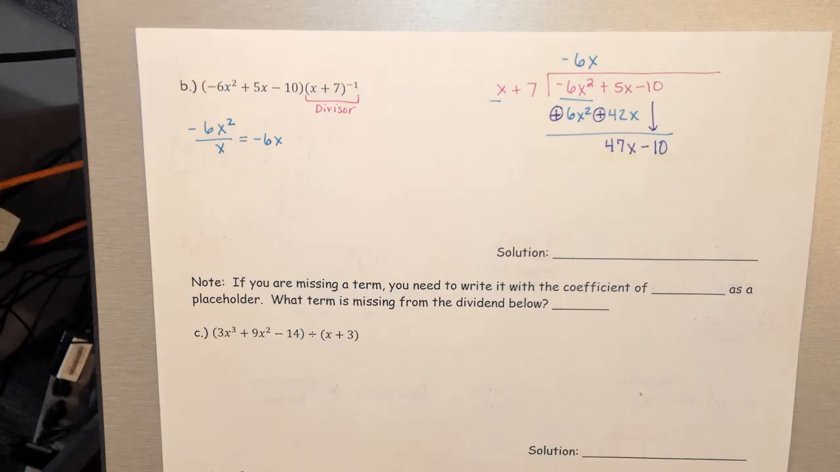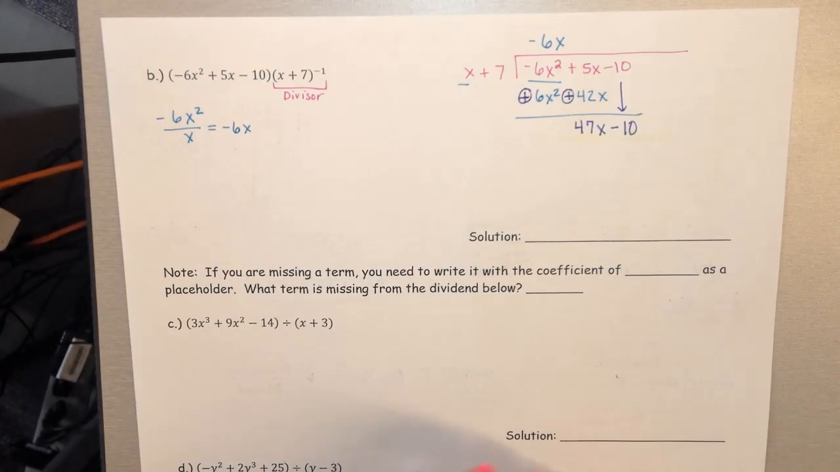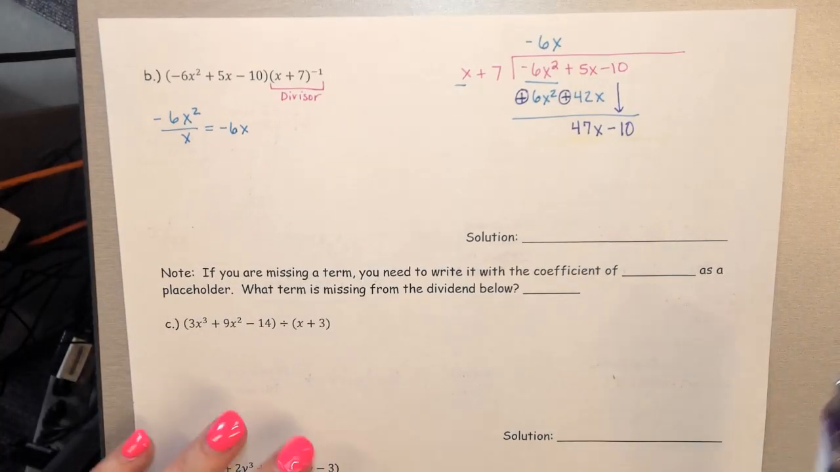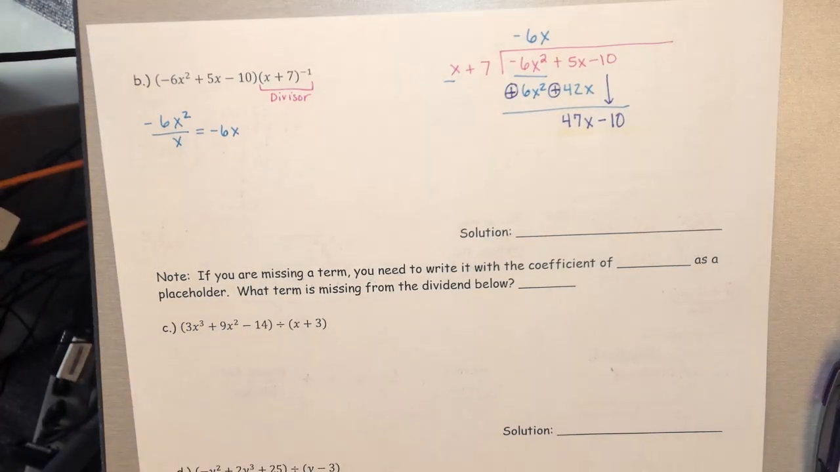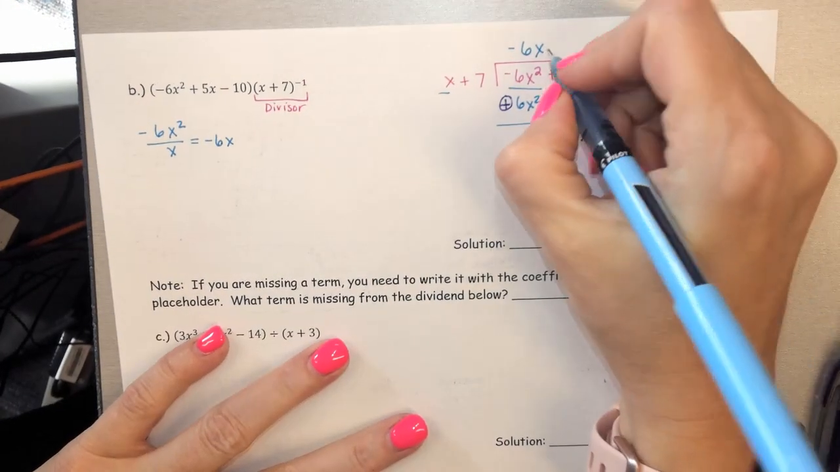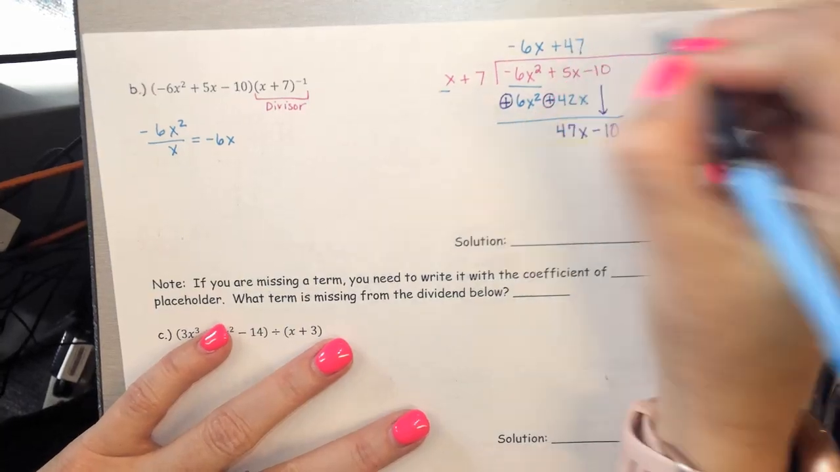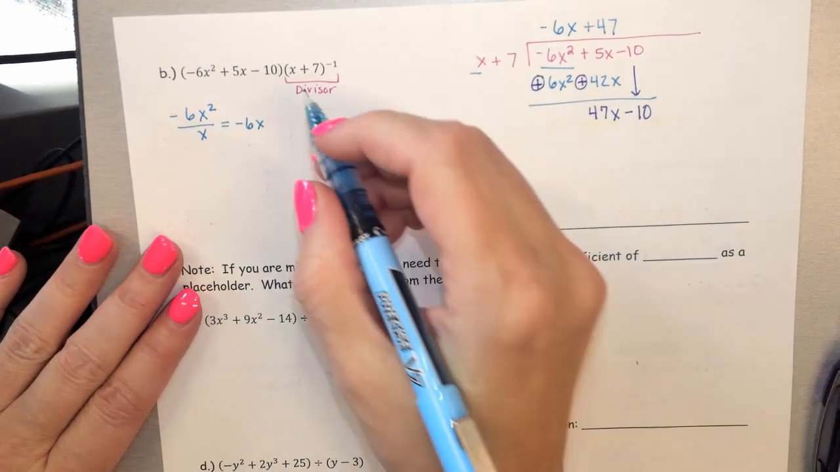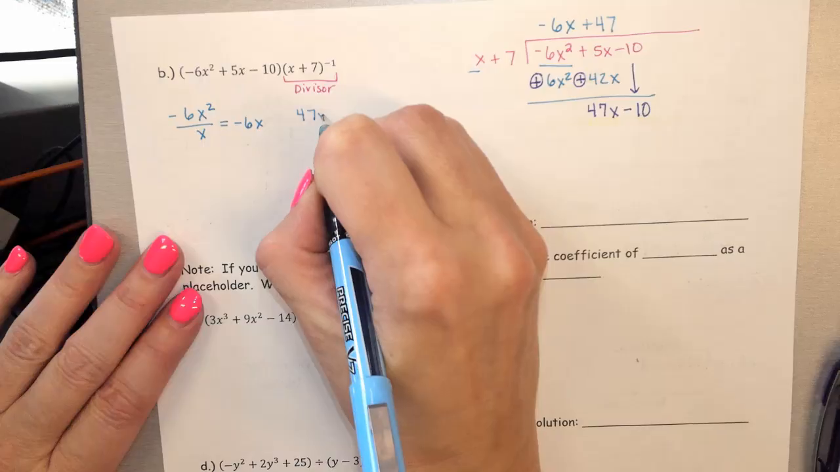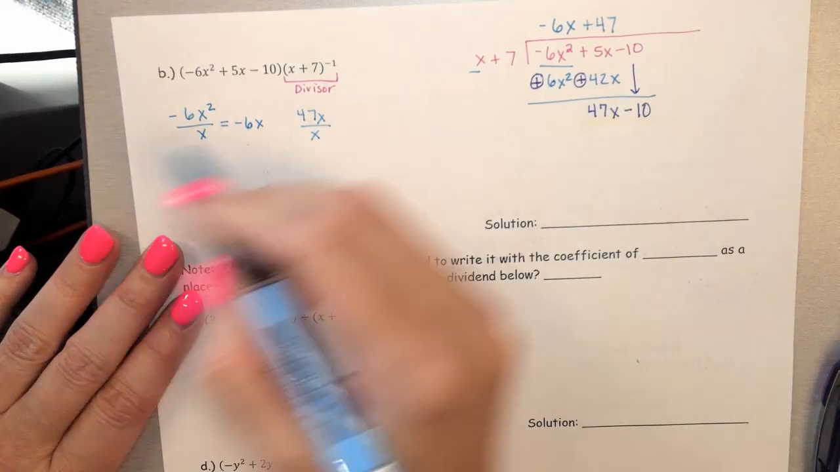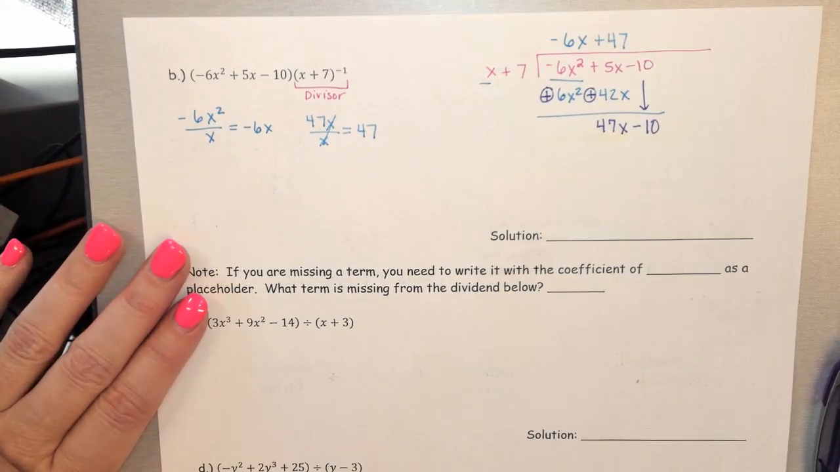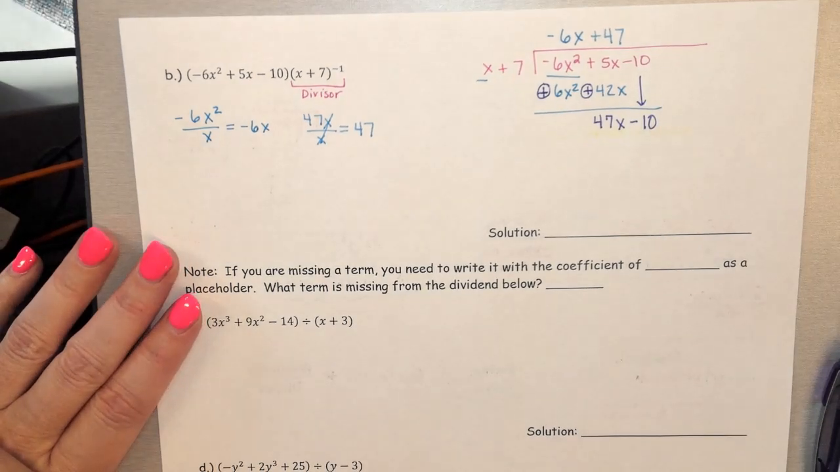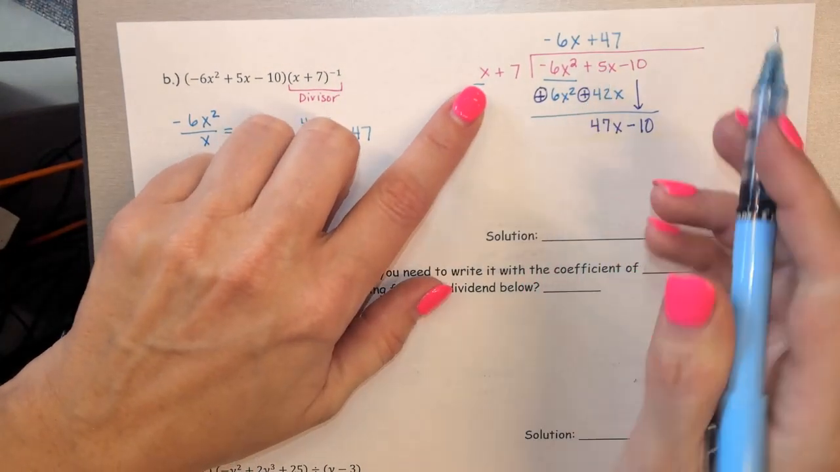So yeah, what do we put on the top? So what do we put here? Why are you guys scared to tell me? 47. Okay, so plus 47. Yeah, that's right. Again, we're just doing this little division, right? 47x divided by x. The x's cancel, so you get 47. That's what we're putting here. Now we distribute. Now we're doing 47 times x.